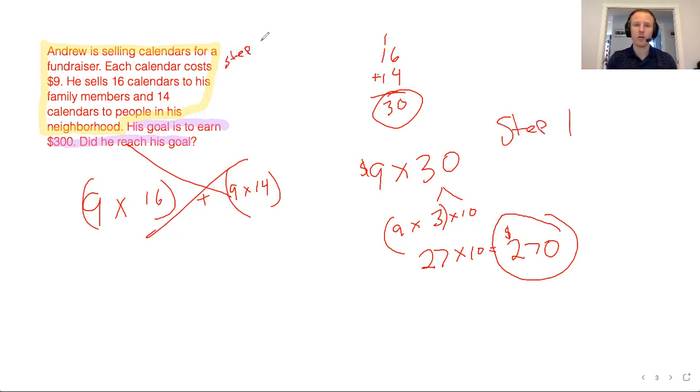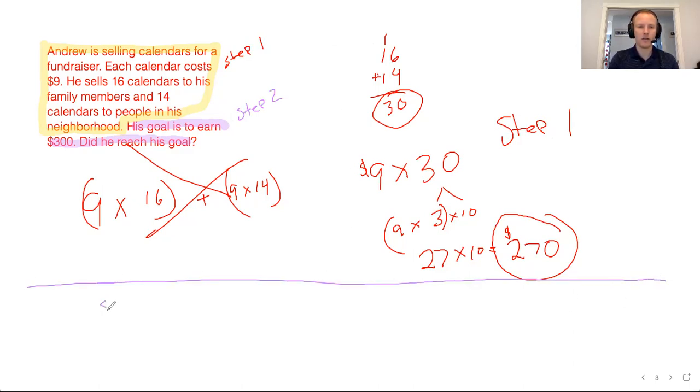Step 1. Step 2 here. Let's draw a line on my screen. Step 2 is, did he make his goal? Did he earn $300? Well, that one, you can just look at these numbers and figure it out. No, he didn't. He wanted 300, made 270.